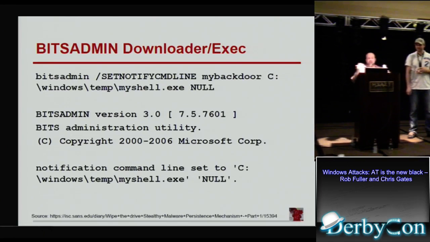And then to actually execute the thing we downloaded, I want to do an action when I'm successful, and the action will be to actually run this binary. So set notify command line, the job name, the path to the binary that we downloaded, and null. Basically, when it successfully downloads that, it will go ahead and execute that for you.